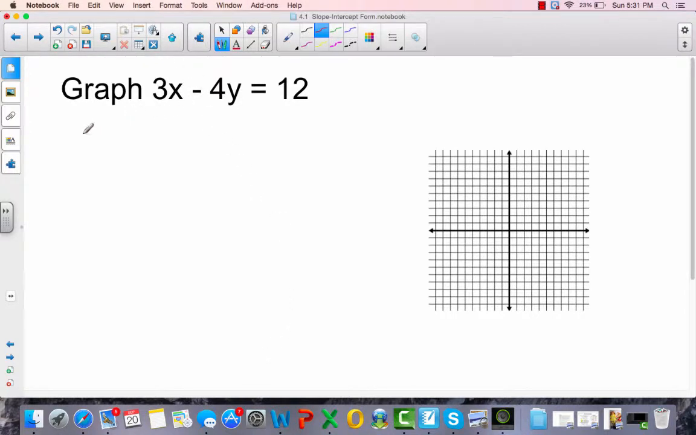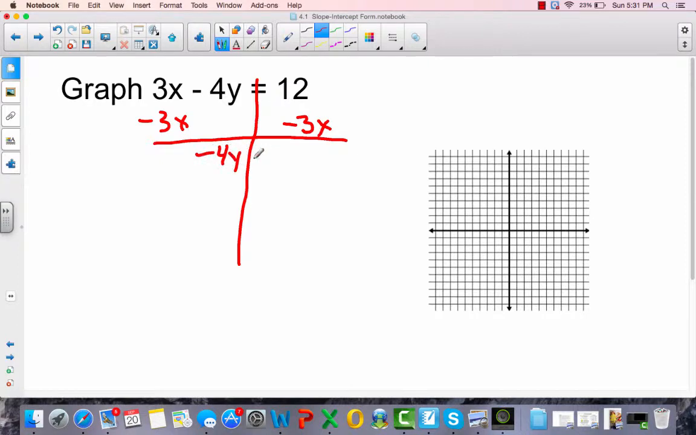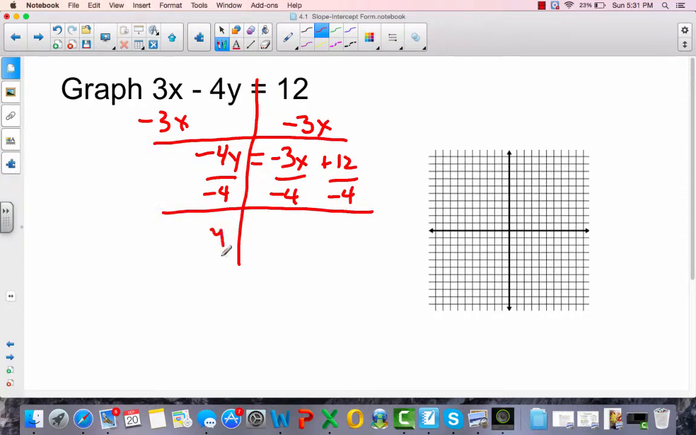Alrighty, so we've got 3x minus 4y equals 12. We go minus 3x and minus 3x. That gives us negative 4y equals negative 3x plus 12. We divide by negative 4 on both sides. That leaves us with y equals negative and negative make positive, so that's 3/4 x. 12 divided by negative 4 gives us negative 3.